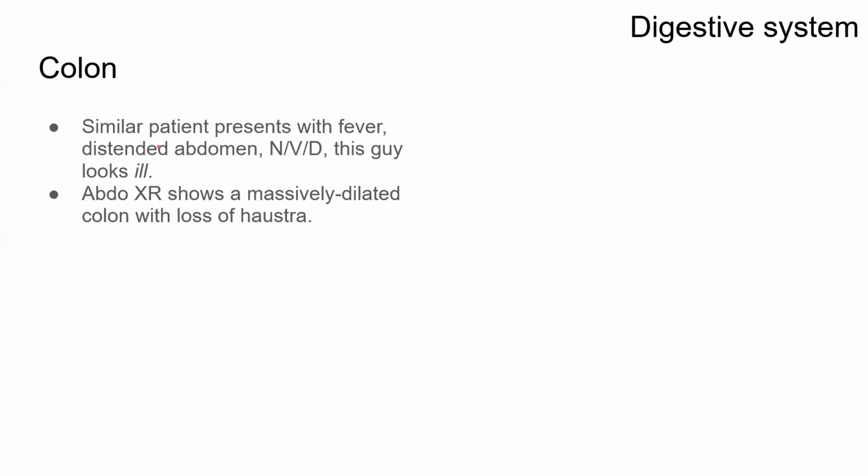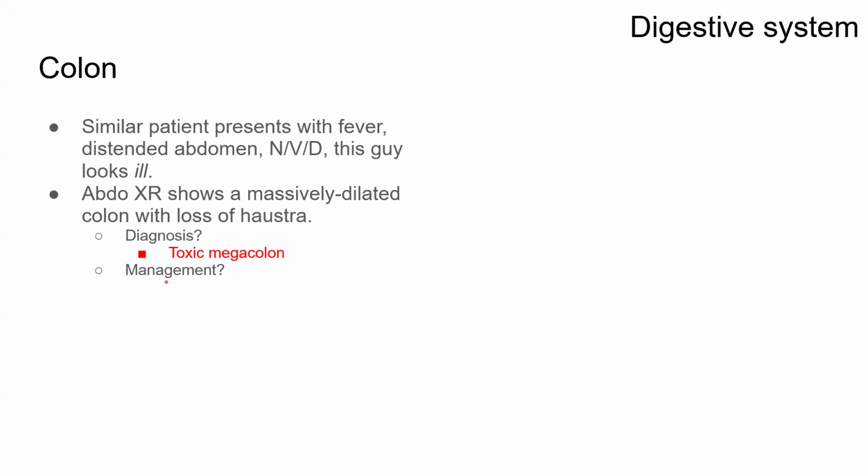You get an abdominal X-ray because he's distended, and it shows a massively dilated colon with loss of haustra, right? If you think about the colon, it's got these little kind of septations, but it's not. In this case, if you look at the abdominal X-ray, normally you have a colon that looks like this. In this case, there's no ripples or waves, I guess, which is the loss of haustra. The diagnosis in this case is toxic megacolon, right? Because it's a fever, distended abdomen, massively dilated colon, toxic megacolon.